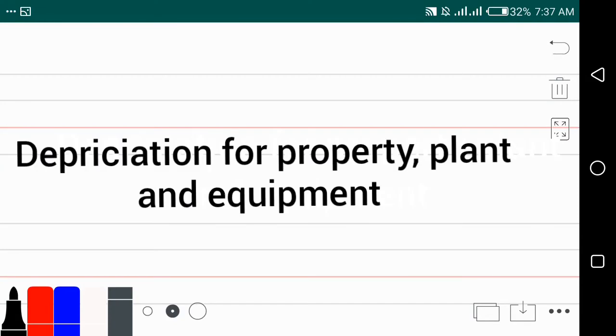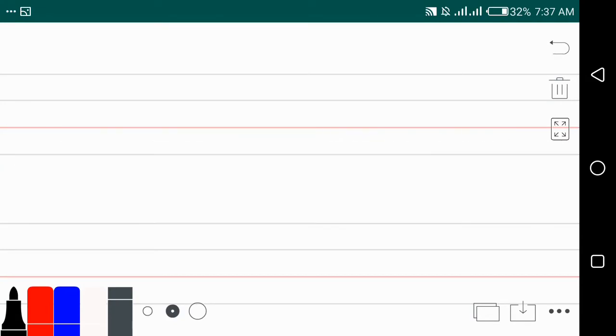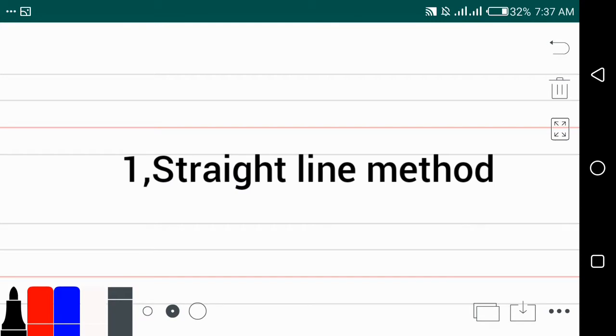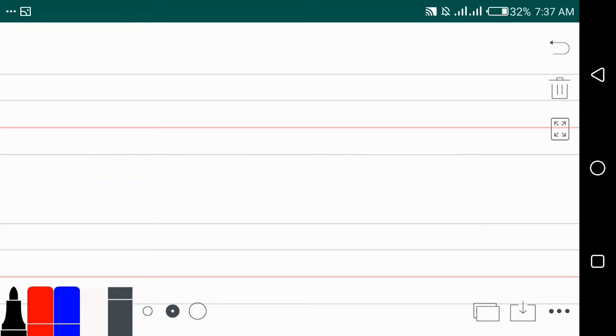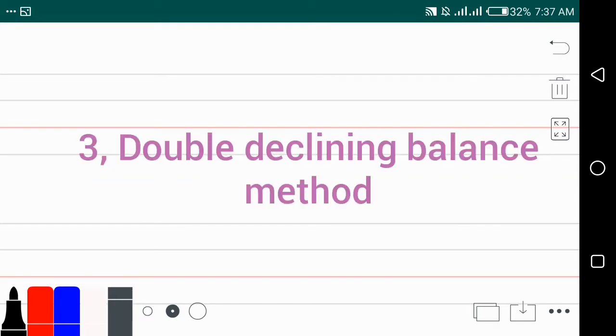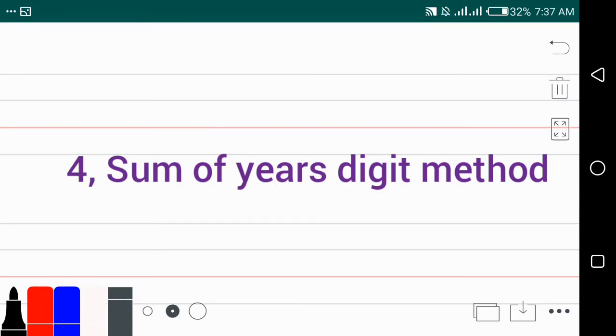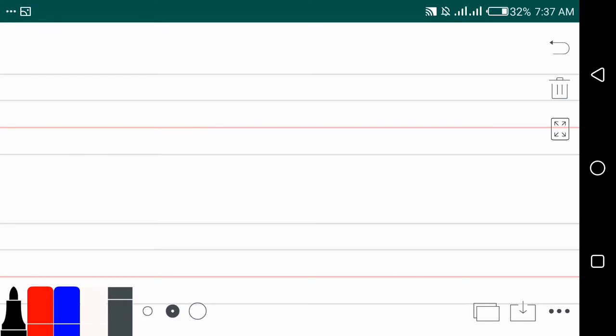Today I'm going to show you how to calculate depreciation for property, plant and equipment. In order to calculate the depreciation, basically there are four methods. The first one is the straight line method, second one is units of activity method, third one is the double declining balance method, and the fourth one is sum of years digit method. Today I'm going to show you how to calculate using the straight line method.